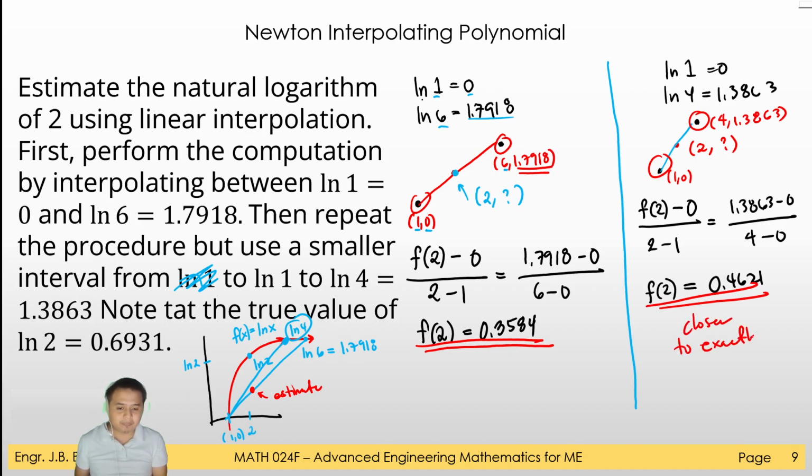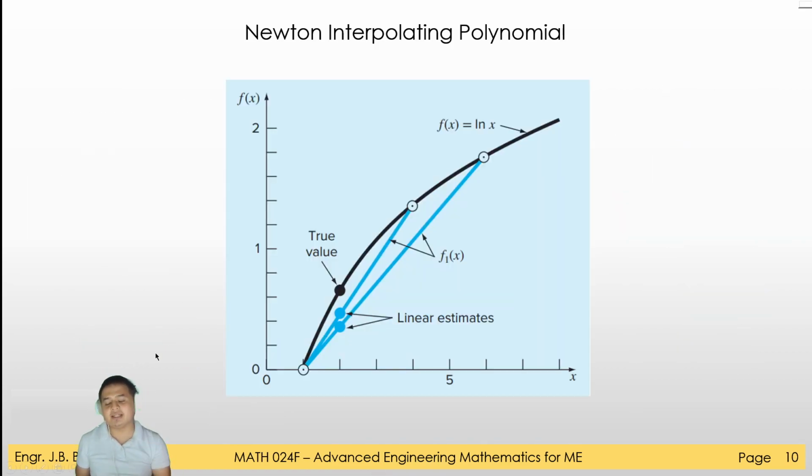So what does this mean? When you're doing linear interpolation, it is best that you have your data points closer to that value. Remember that. To visualize this again, this is what we did the first time, this is the second time, and this is the true, or exact, value.